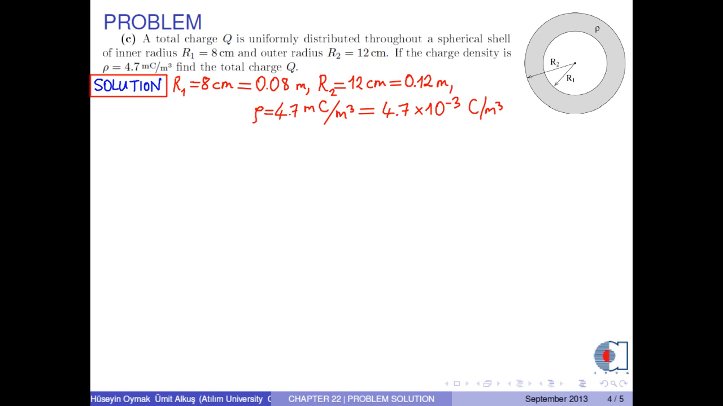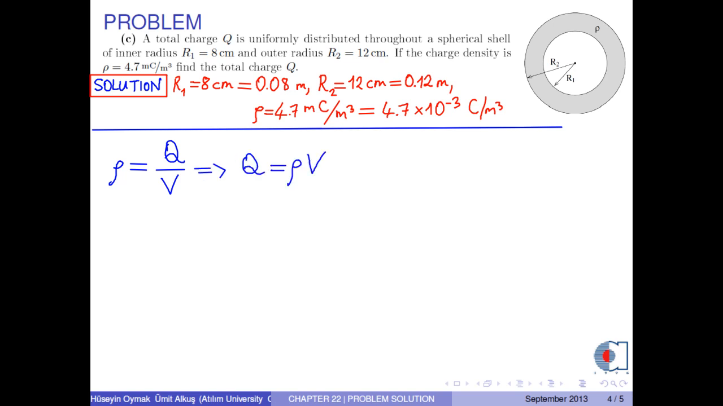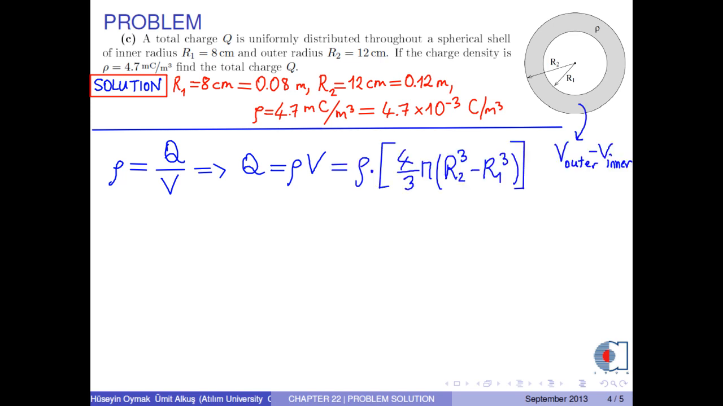Since the charge is uniformly distributed throughout the spherical shell, we have the volume charge density as total charge over the total volume of the spherical shell. From this, we obtain the total charge as ρ times V. The volume of the spherical shell is the difference of the volumes of the outer and inner spheres. That is 4/3 times pi times R2 cubed minus R1 cubed. Or simply Q is 4/3 times pi times ρ times R2 cubed minus R1 cubed.